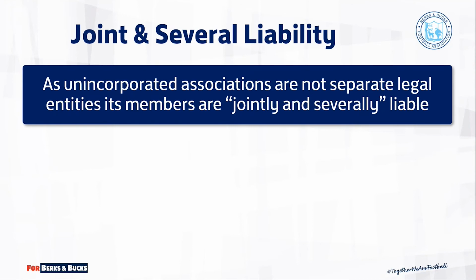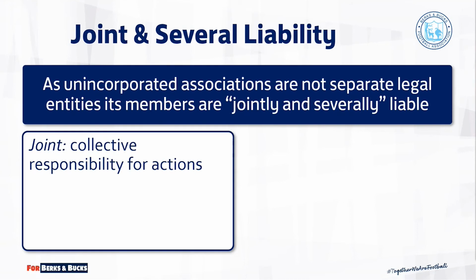I mentioned the term joint and several liability a couple of times, and I'm going to delve into that in a bit more detail. And this is really the biggest area of risk around unincorporated associations. Now, as unincorporated associations are not considered separate legal entities, it means that the members are, quote, jointly and severally liable for any debts that may be incurred. So I'm going to pick that apart.